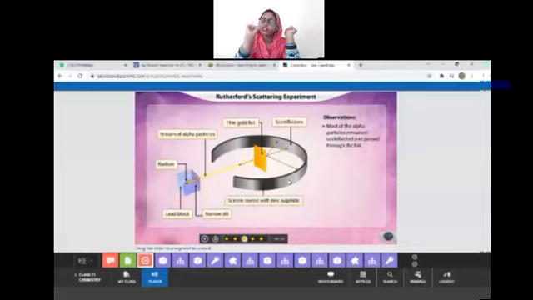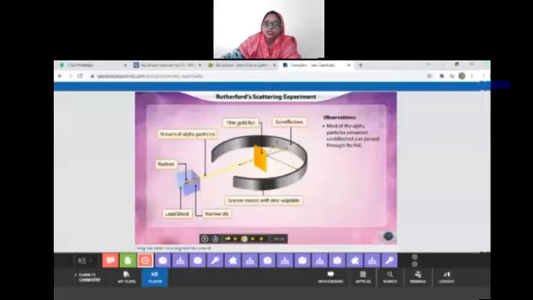There are three major observations made by Rutherford. The first one is that most of the alpha particles passed through the gold foil without any deviation. The second one is that a very few alpha particles pass through the gold foil, deflecting through small angles. And the third one is that a very few alpha particles, like 1 in 20,000, were deflected back by 180 degrees.